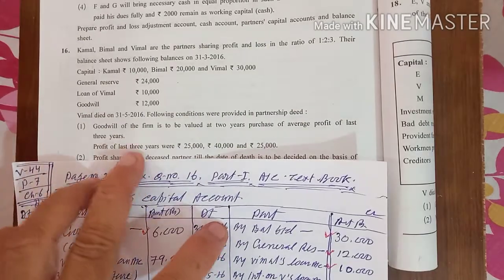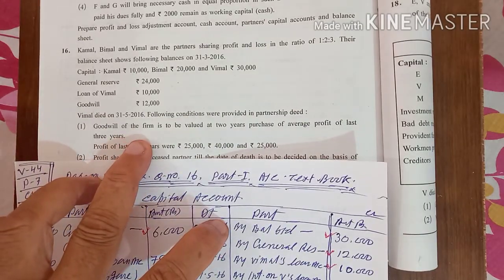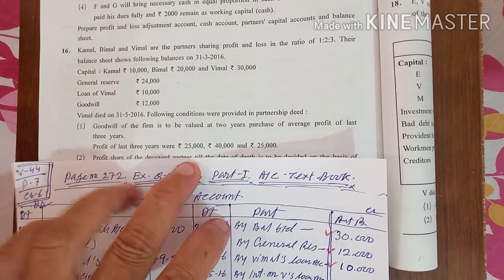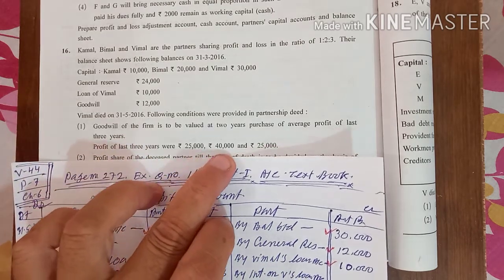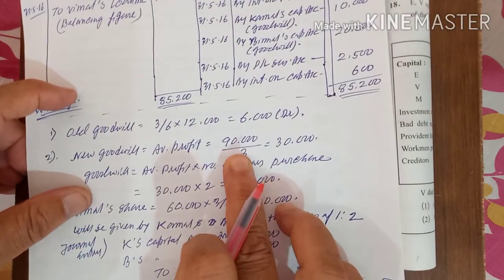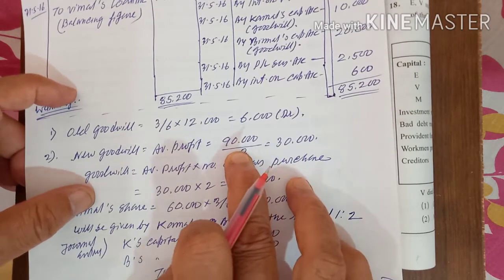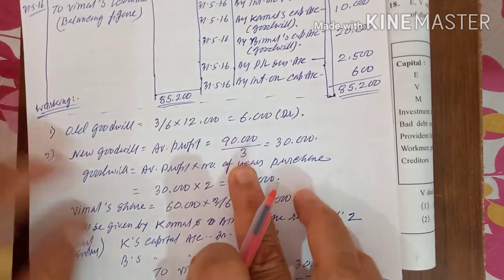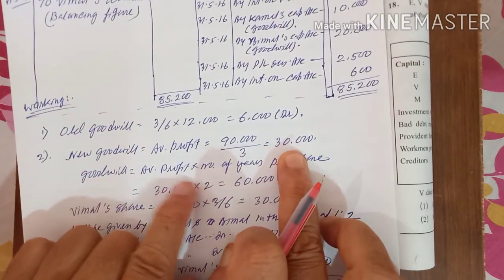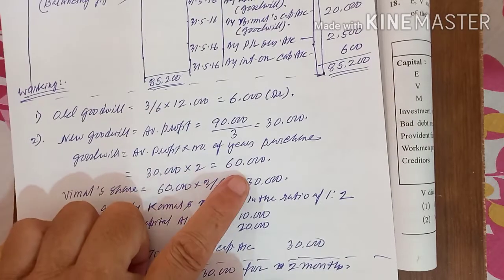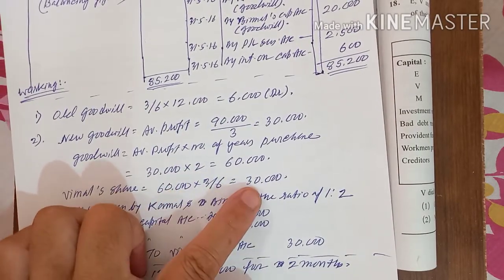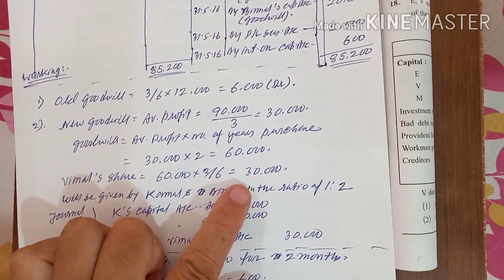Now adjustment. Goodwill you have to calculate at 2 years purchase of the average profit of the last 3 years. The last 3 years profit is 25,000, 40,000 and 25,000. Calculation of goodwill: 25,000 plus 40,000 plus 25,000 is total 90,000. Average profit, divided by 3, is equal to 30,000. Goodwill multiplied by 2 is equal to 60,000. His share is half, half of 60,000 is 30,000. 30,000 goodwill he will get.